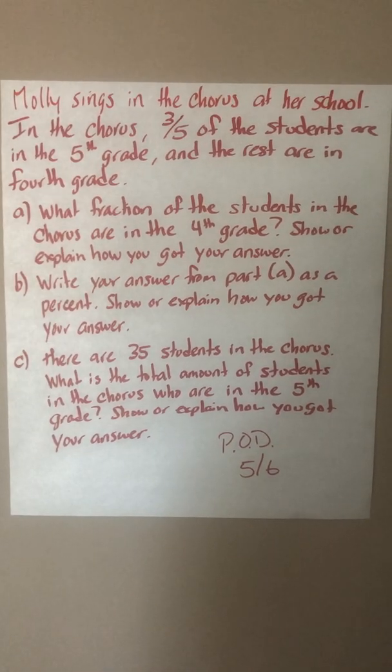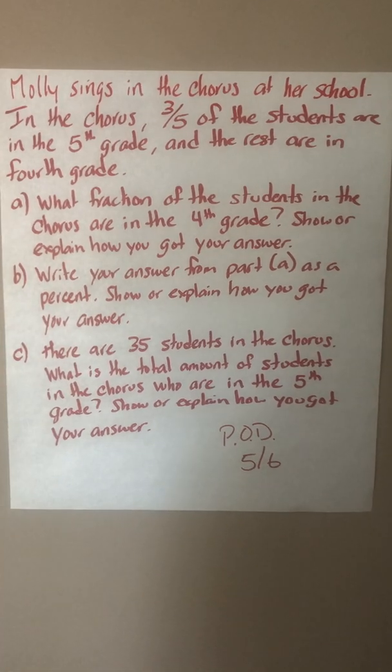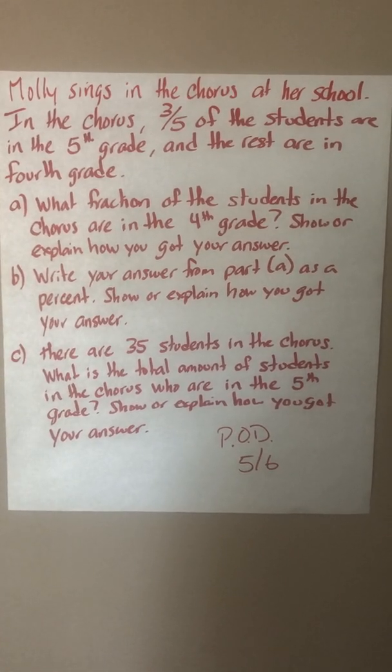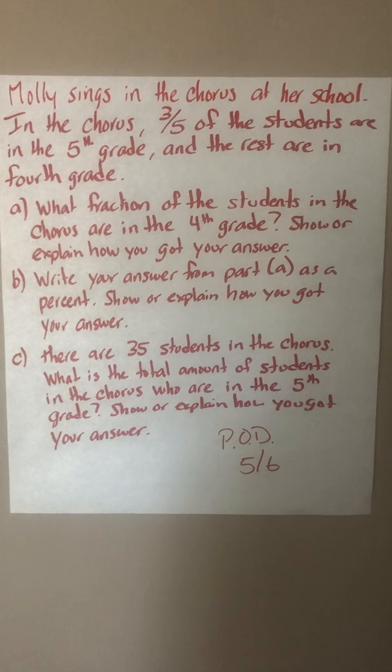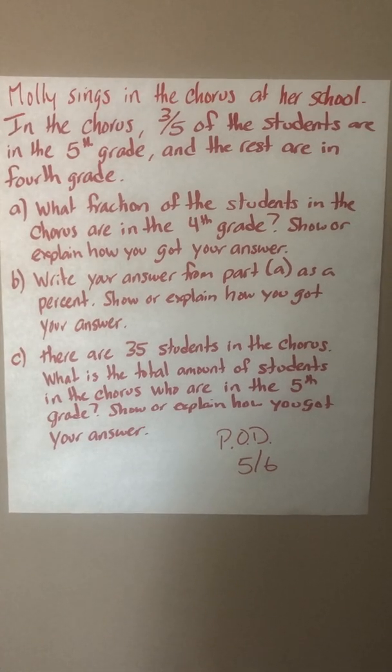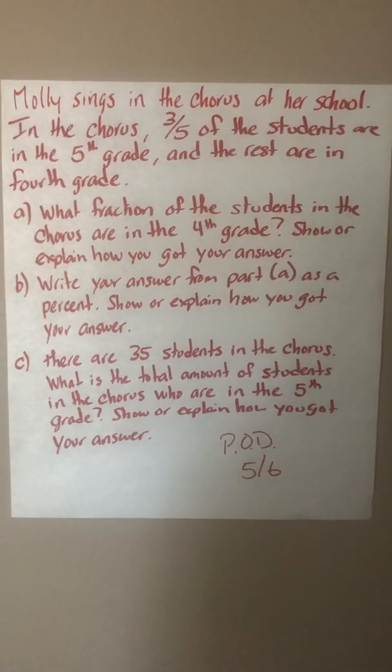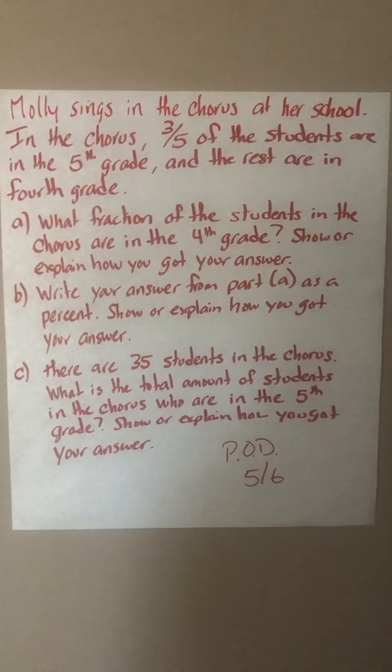Part B, write your answer from part A as a percent. Show or explain how you get your answer. Part C, there are 35 students in the chorus. What is the total amount of students in the chorus who are in the 5th grade? Show or explain how you get your answer.